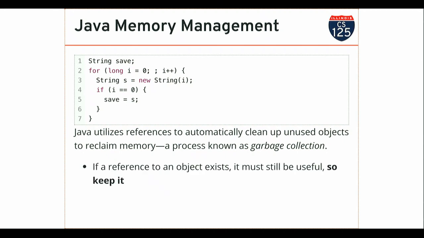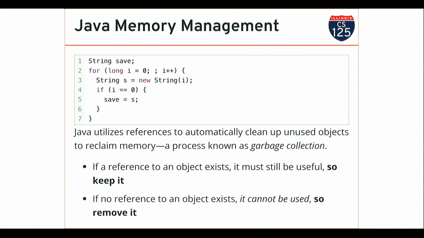So how does this work? The way Java does this is by using references. And here's the formula. It's really simple to explain. If there's a reference that exists to an object, then that object must be useful for something. Someone still has a reference to it, and they might use it. They might call one of its methods, they might modify one of its instance variables, whatever. So as long as there's a reference to an object, at least one, Java will keep that object around.